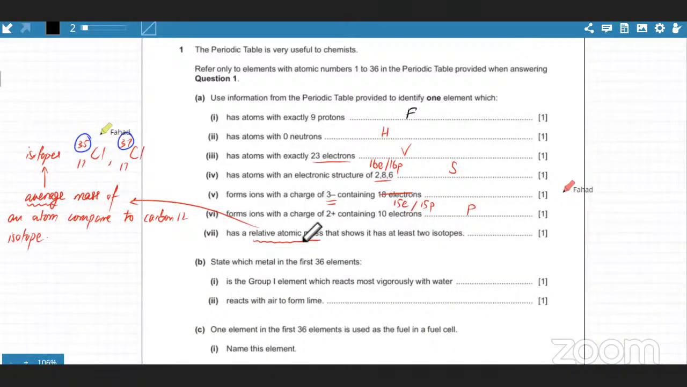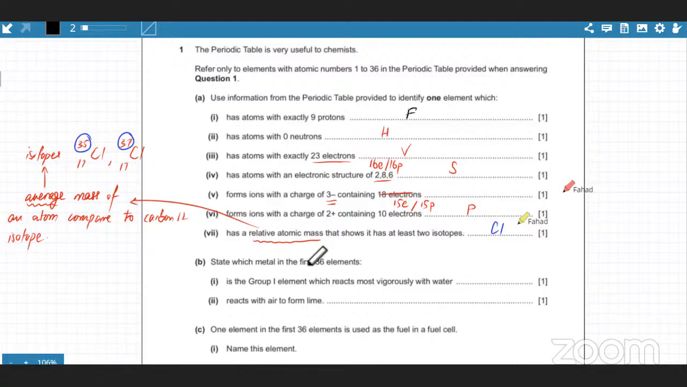Remember, when you're talking about the relative atomic mass, that's the average mass of different isotopes of the same element. So chlorine clearly shows that it has isotopes, because its average mass is not a whole number, it's coming in decimals.